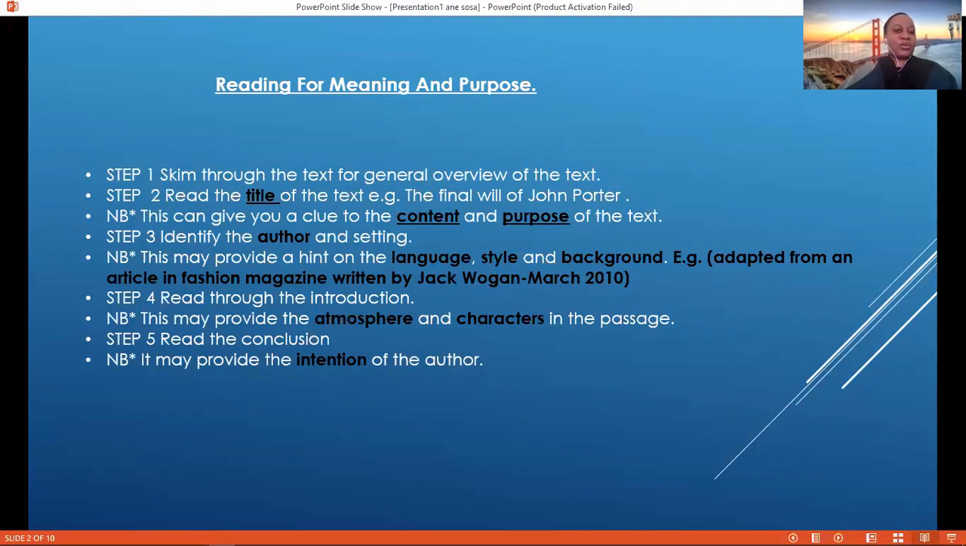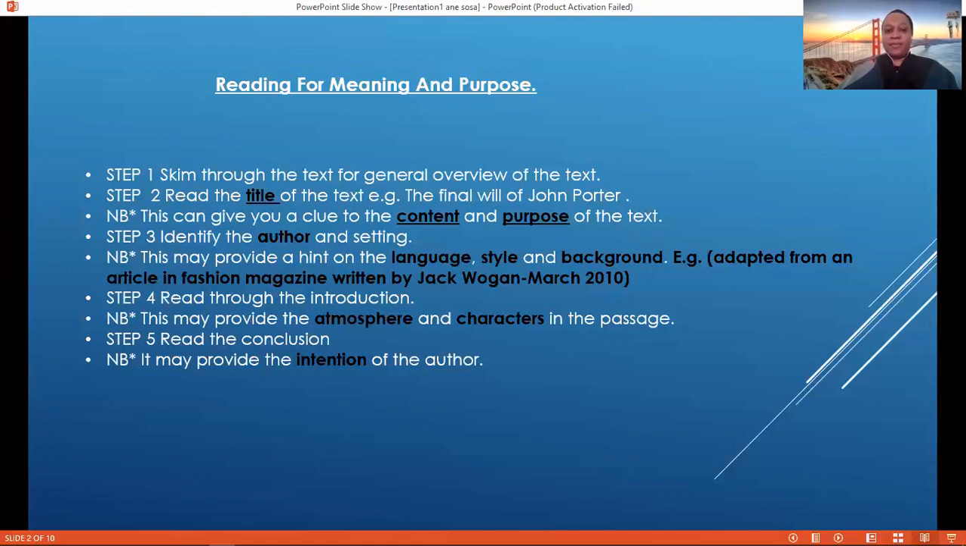Step 2, read the title of the text. For example, the text could be entitled The Final Will of John Potter, if that is a will. Why is it important to read the title of the text? This can give you a cue or a clue to the content and the purpose of the text. So do not ignore the title of the text.